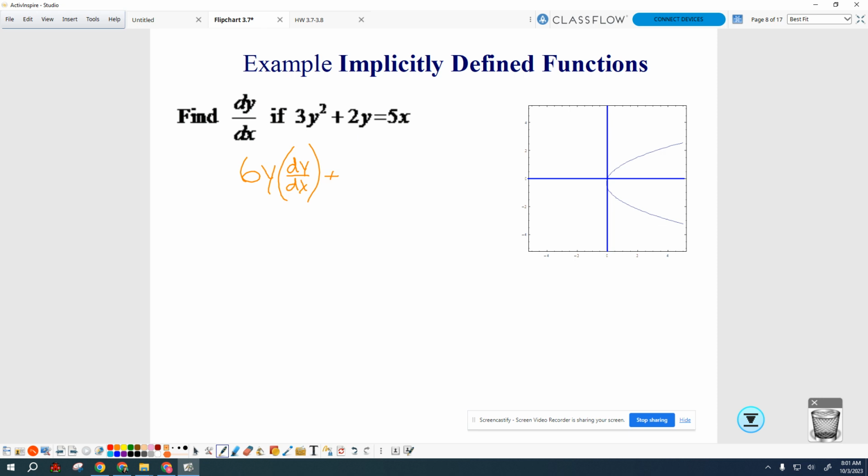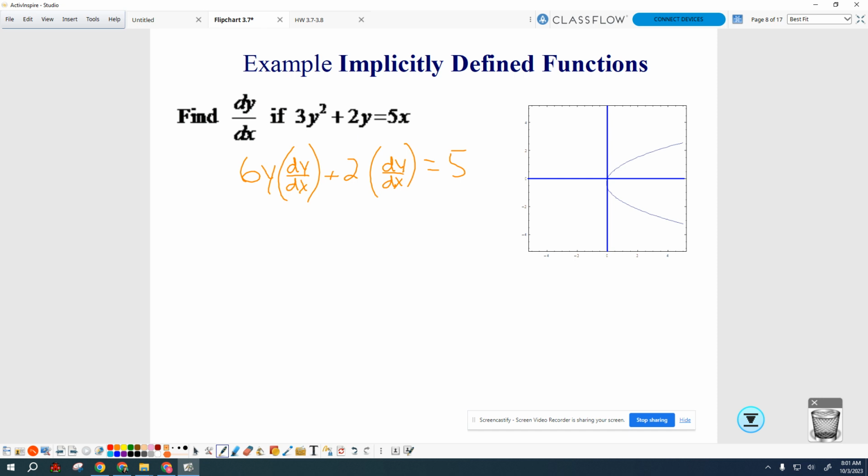Claire, the derivative of 2y. 2, and then the derivative of y with respect to x is dy dx. Brooke, the derivative of 5x with respect to x. 5 dx dx, and I'm not gonna write the dx dx, I'm gonna be a rebel.